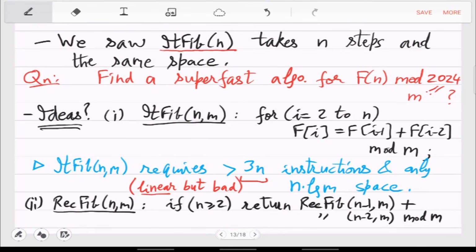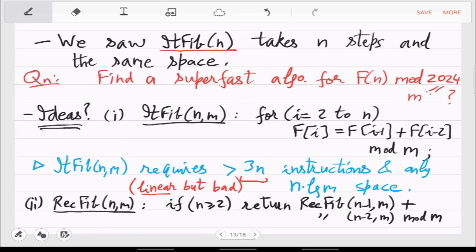Again, so here recursive fib n minus 1 comma m will give you a number between 0 and m minus 1. And recursive fib n minus 2 comma m will again give a number between 0 and m minus 1. And when you add the two, this can be bigger than m. So you have to again take the remainder. Okay, so this is again arithmetic being done. This is the instruction. So 2 calls of recursion and then 1 arithmetic instruction. So that will give you the answer.